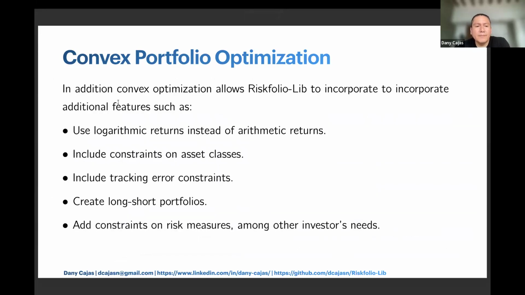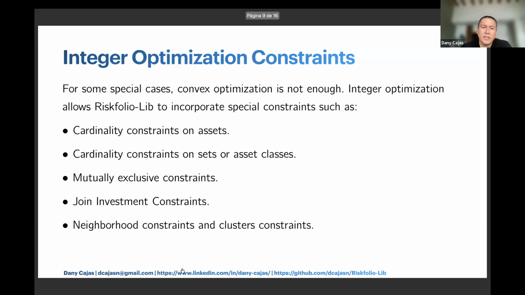And also, convex optimization allows Riskfolio-Lib to incorporate additional features, such as, for example, logarithmic returns instead of arithmetic returns, also include linear constraints on assets, also include tracking error constraints, also create long-short portfolios, and also add constraints on risk measures, among other investor needs.